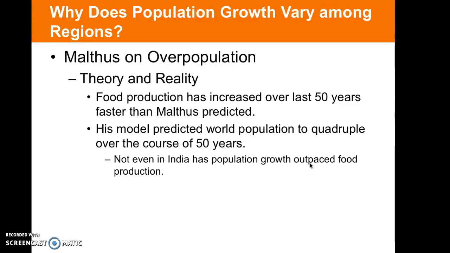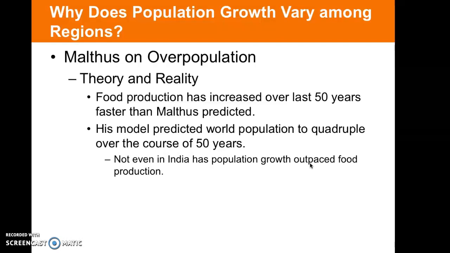Again, food production has increased over the last 50 years because of technical innovation. So we haven't run out of food yet. Really, we just don't have equal distribution of food. And his model predicted that world population would have quadrupled over the course of the next 50 years.